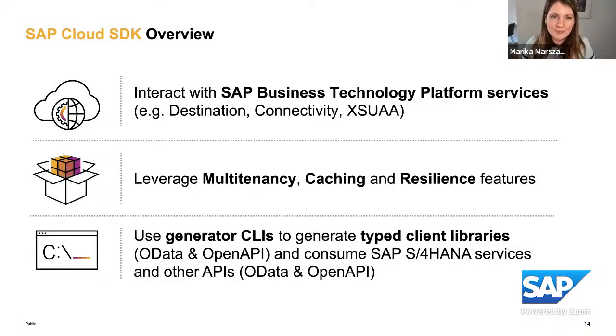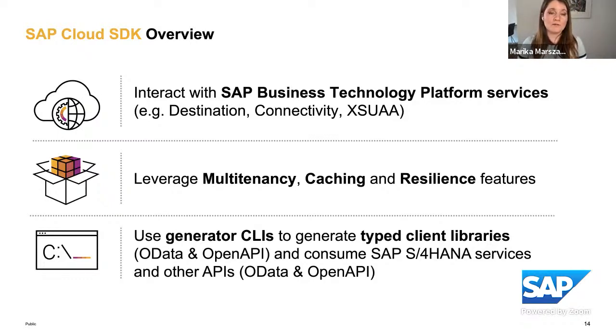Let me once more deepen the overview of features that you have with the SDK. As I already said, the SDK interacts with the SAP Business Technology Platform services like the destination service, connectivity service, XSUAA, and maybe others. In addition to that, we leverage multi-tenancy and caching. Once you retrieve a destination with the SDK, it is ensured that it follows the multi-tenancy rules. You can enable caching to improve performance. And now, since version 3 of the SAP Cloud SDK for JavaScript, we also have resilience features. There were some resilience features in the past, but now it's even more.